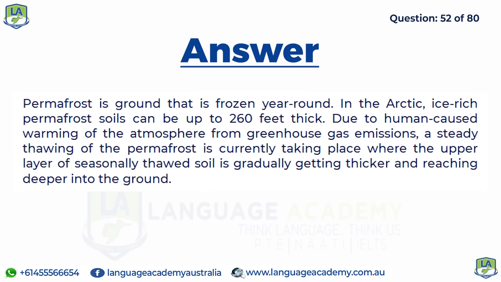Permafrost is ground that is frozen year-round. In the Arctic, ice-rich permafrost soils can be up to 260 feet thick. Due to human-caused warming of the atmosphere from greenhouse gas emissions, a steady thawing of the permafrost is currently taking place where the upper layer of seasonally thawed soil is gradually getting thicker and reaching deeper into the ground.